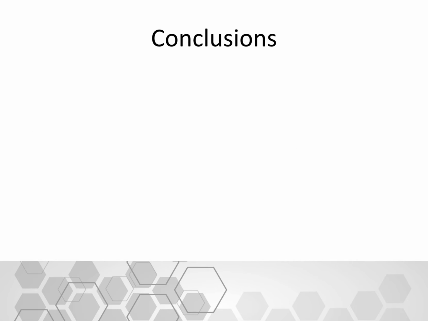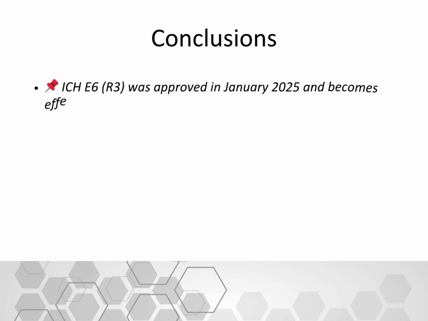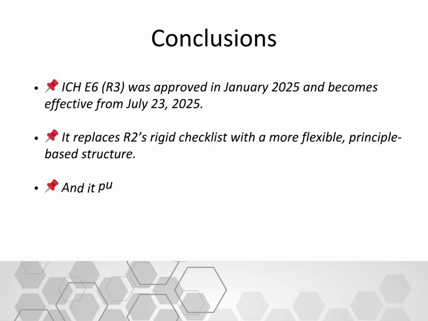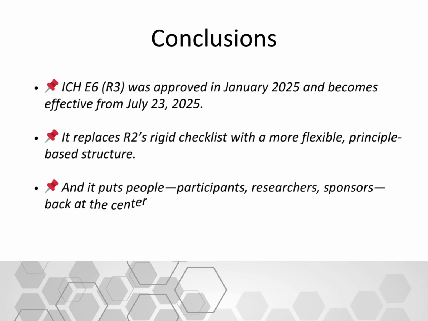So to recap, ICH E6 R3 was approved in January 2025 and becomes effective from July 23, 2025. It replaces R2's rigid checklist with a more flexible, principle-based structure, and it puts people, participants, researchers, sponsors back at the center of ethical, efficient clinical research. This is your opportunity to stay ahead of the curve.